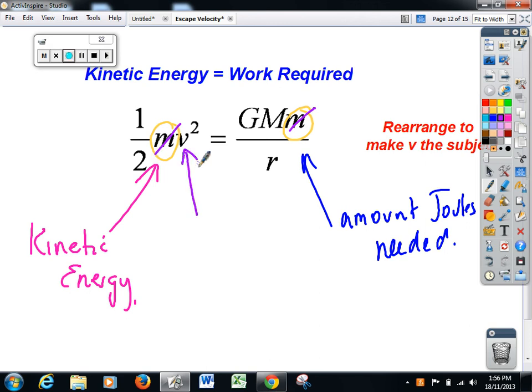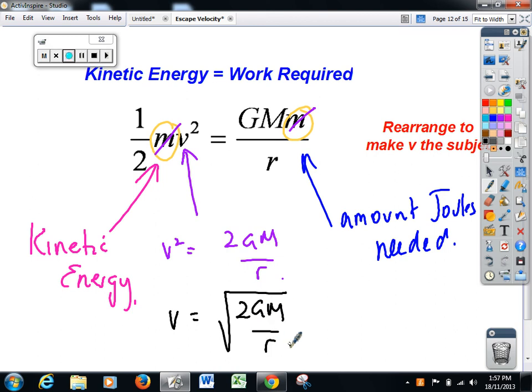What would v be? v is the velocity we need to project this object at, so that it would meet the amount of joules needed, mustn't it? So let's now make v the subject of the equation. So v squared would equal 2GM on little r. What is r? The radius of the planet we're starting on, or the distance from the centre that we're starting from. That's v squared. So what do I get for v? Square root. It's the square root of 2GM on r. And that is the formula for escape velocity.